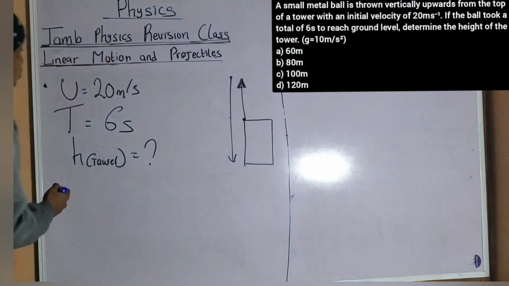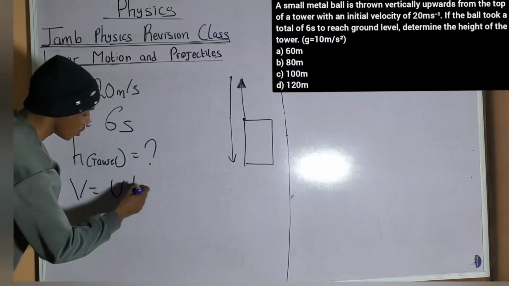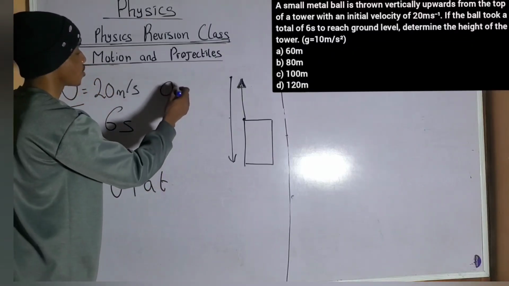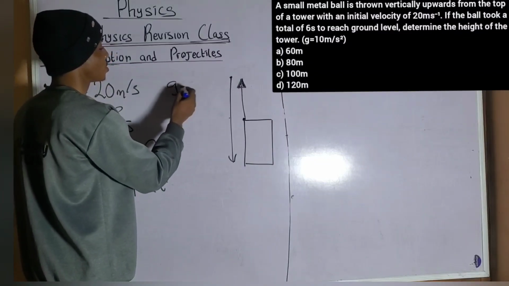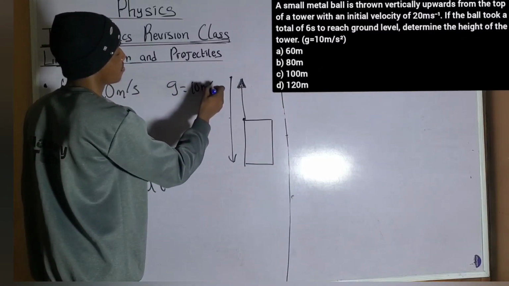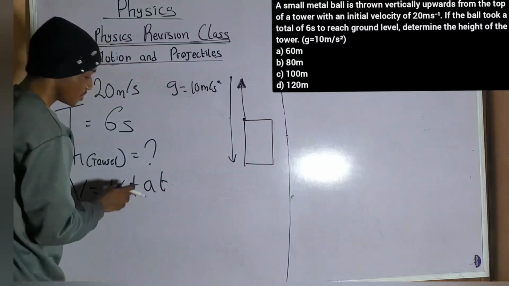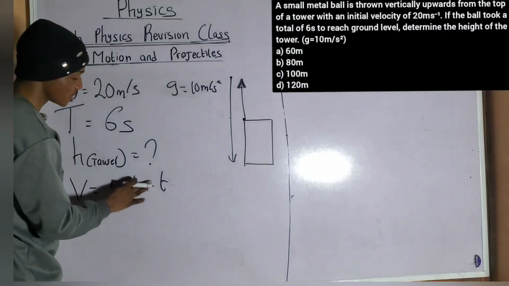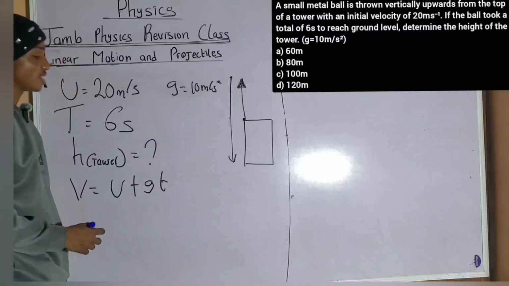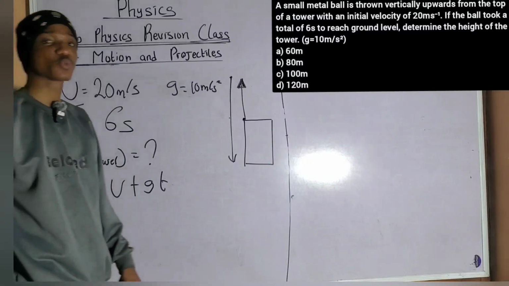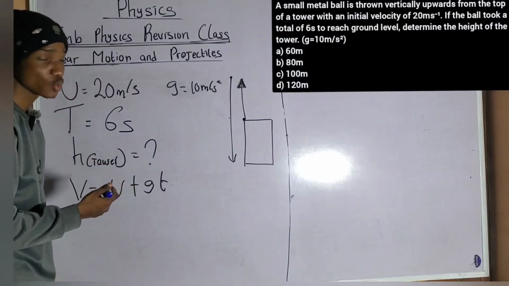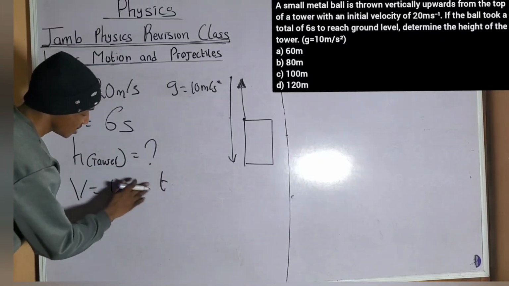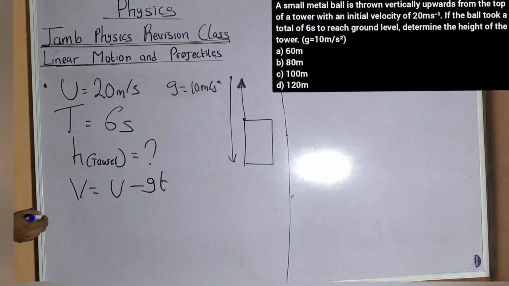Okay, so I'm going to make use of the first equation of motion, that is V equals U plus AT. Don't forget that G equals 10 meters per second squared. Because we are dealing with motion under gravity, this will be U plus GT. Now, because the ball, when it was thrown up, is moving against gravity, the G that we're going to have here will be negative. So I'm going to have U minus GT. Do you understand?